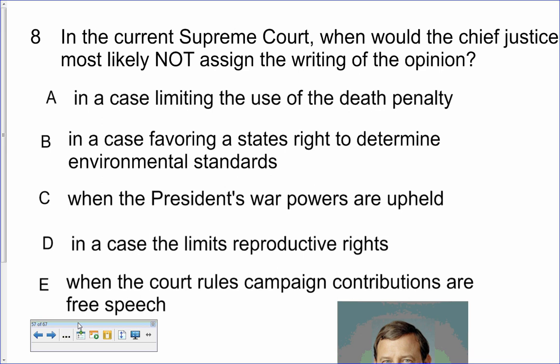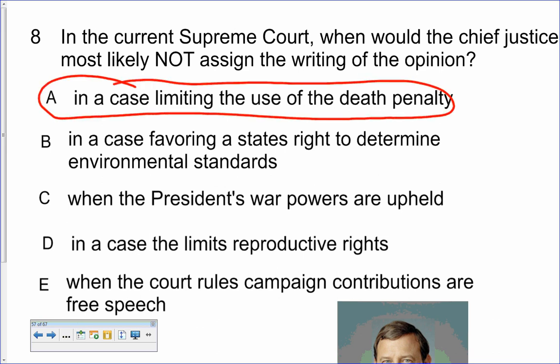Where are we here? I need to read too. In a case limiting, that would have nothing to do. In a case favoring states' rights. In a case limiting the use of the death penalty.